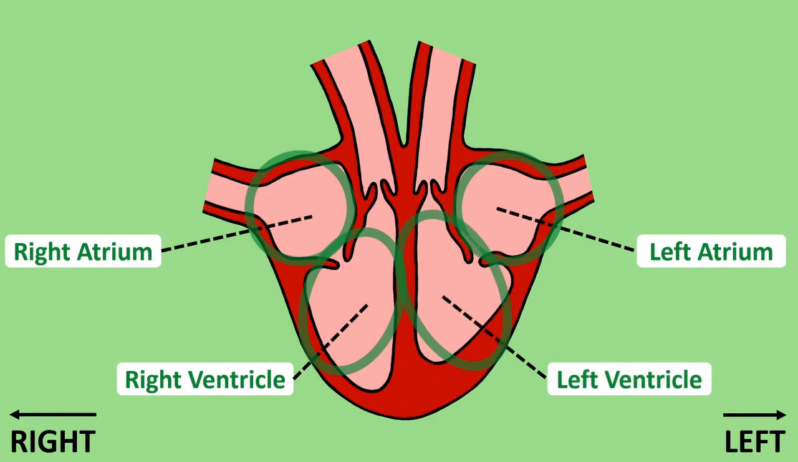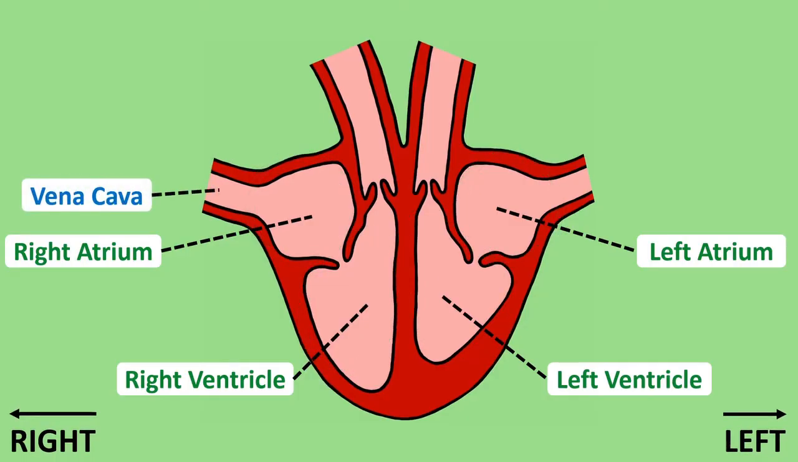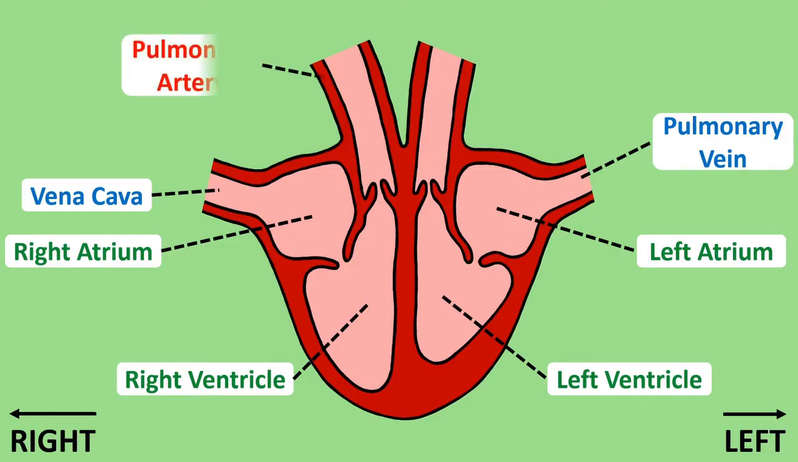There are also 4 blood vessels connected to the heart, 2 arteries and 2 veins. Connected to the right atrium is a vein called the vena cava. Entering the left atrium is the pulmonary vein. Leaving the top of the heart are the 2 arteries. The pulmonary artery leaves the right ventricle, while the aorta leaves the left ventricle.